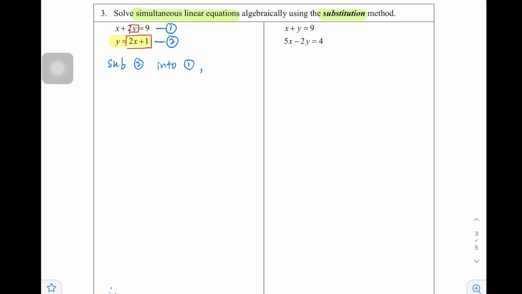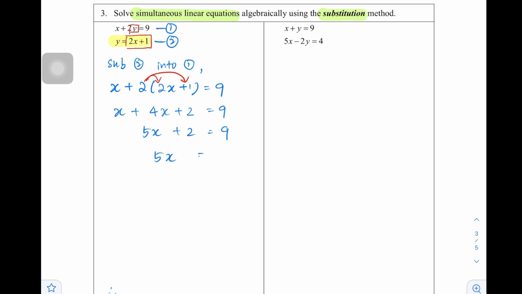So let's substitute y equals 2x plus 1 into the first equation. So we have x plus 2 times y, which is 2x plus 1, equals 9. To simplify this, I would first need to expand 2 times 2x plus 1, using the distributive law. And I would be able to get x plus 4x plus 2 equals 9. This gives me 5x plus 2 equals 9.